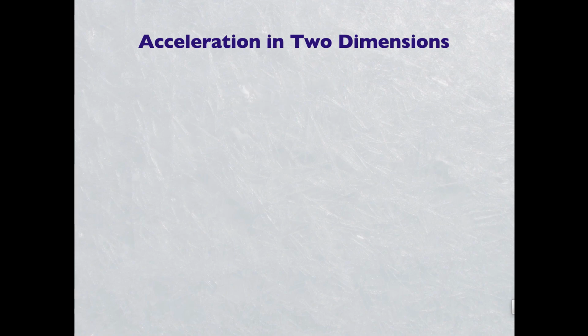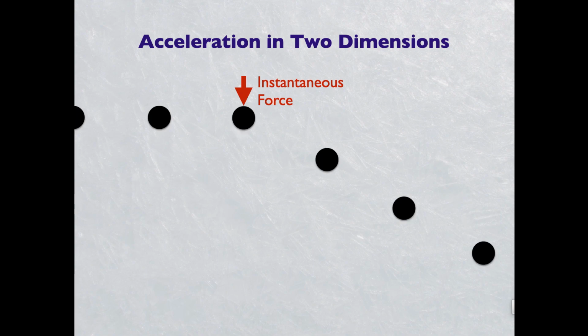Okay, so let's just look at that again. This is a hockey puck that I've drawn for you. So this is what we call an instantaneous force, because remember, acceleration comes from force. So it just gives this thing a little tap. If we plot the positions at the same time intervals, here's our little snapshot graph of what's going on.